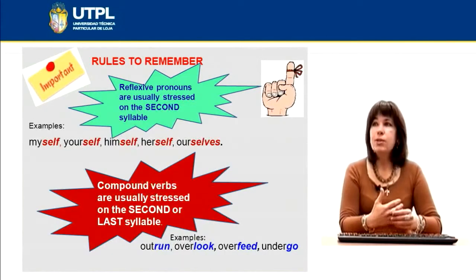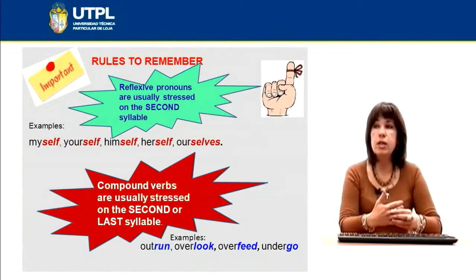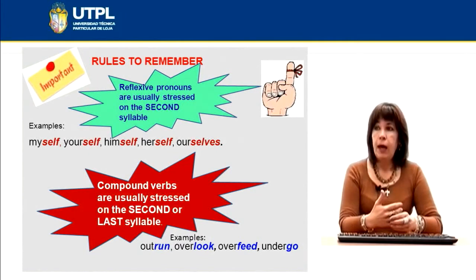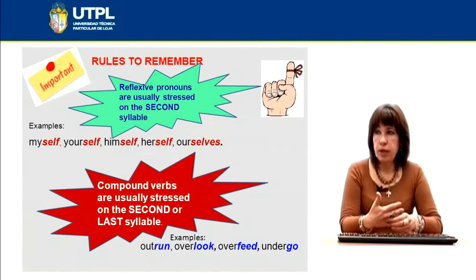Some rules to remember: reflexive pronouns are usually stressed on the second syllable, like in the examples myself, yourself, etc. And compound verbs are usually stressed on the second or last syllable, but this you already know.